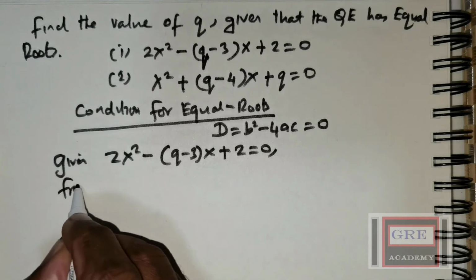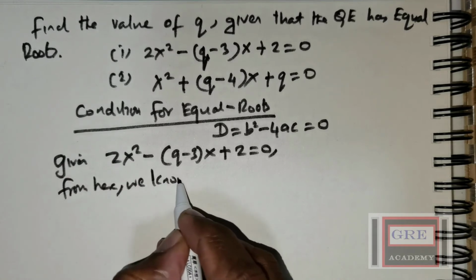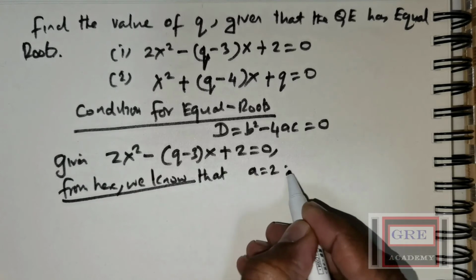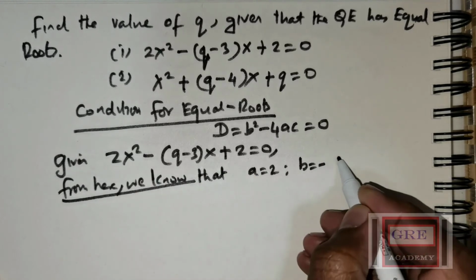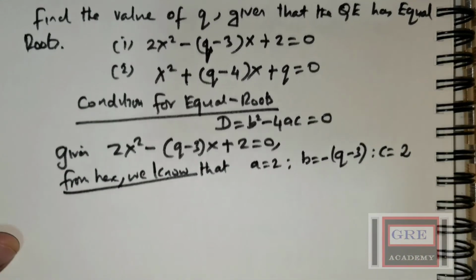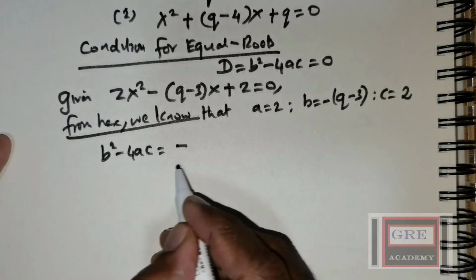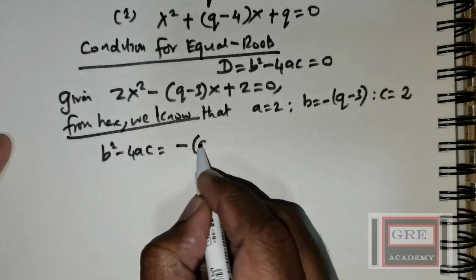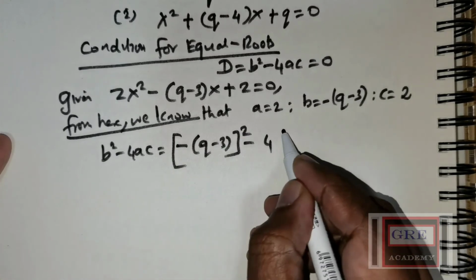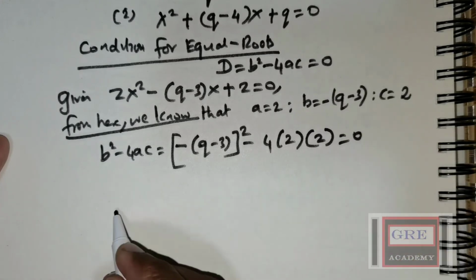So from here we know that the value of a is 2, the value of b is negative of (q minus 3), and the value of c is 2. Okay, next find out b squared minus 4ac. In this case it is going to be negative of (q minus 3), this has to be squared, followed by minus 4 times a times c, which is 2, is equal to 0.